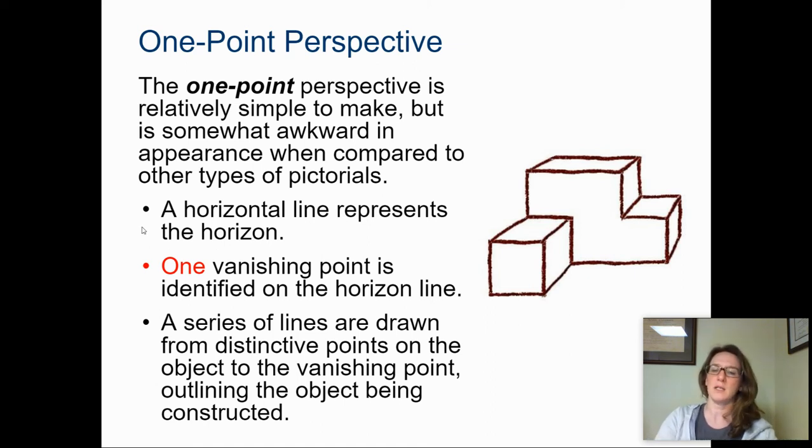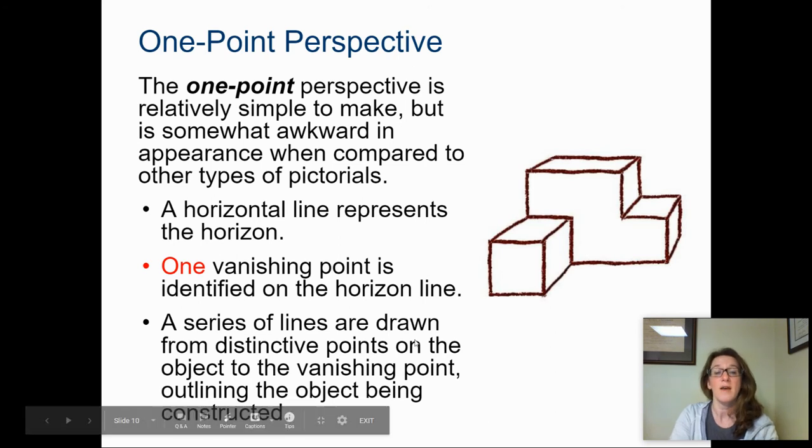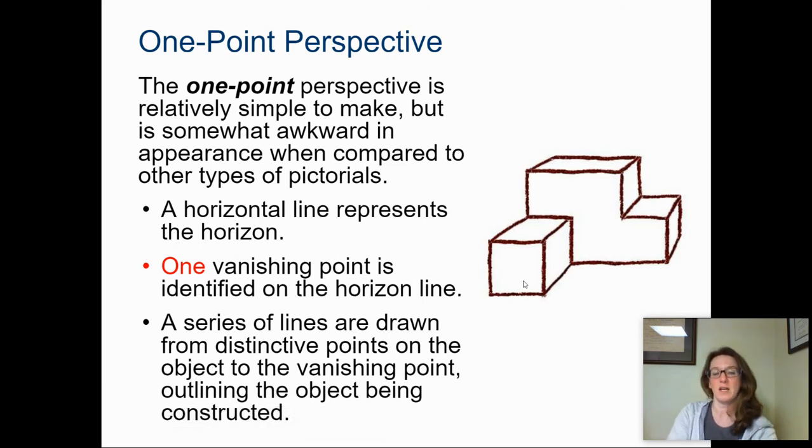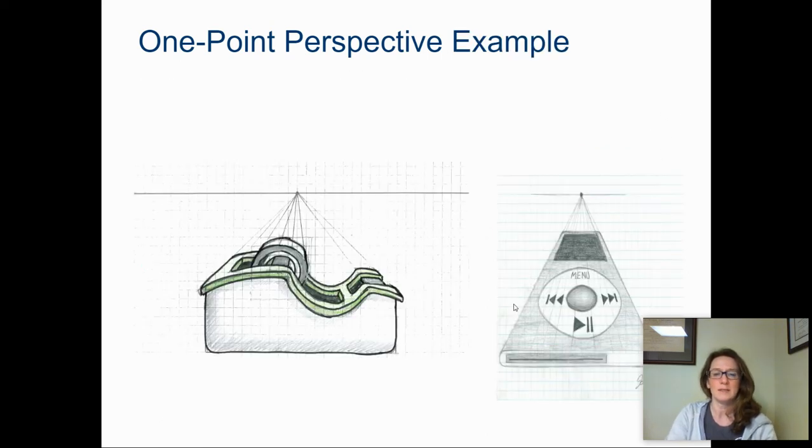A horizontal line represents the horizon. You can see the horizontal line in this drawing as well. One vanishing point is off on the horizon. You can kind of imagine it off there in the distance, and a series of lines are drawn from distinctive points on the object to the vanishing point, outlining the object being constructed. So you would look from these points, and you would draw those lines out.